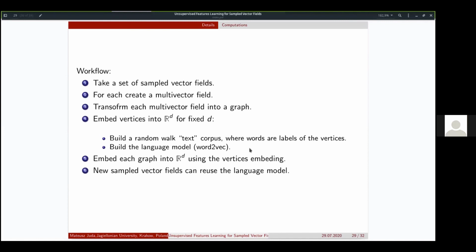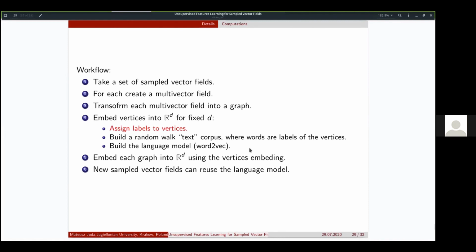There is one missing part in this workflow, namely, I haven't told you how we can assign labels to the vertices. In my toy examples, the vertices were just named V1, V2, and so on. And that kind of naming is not enough, because you can imagine that you can perturb the data a little bit, and then with that perturbation, the graph structure will be locally modified.